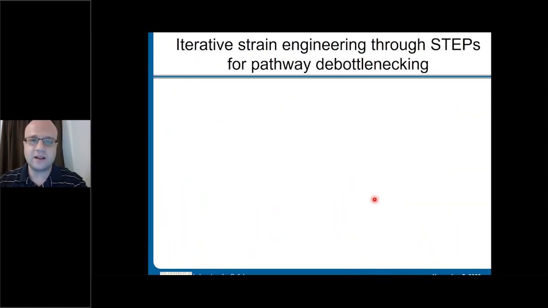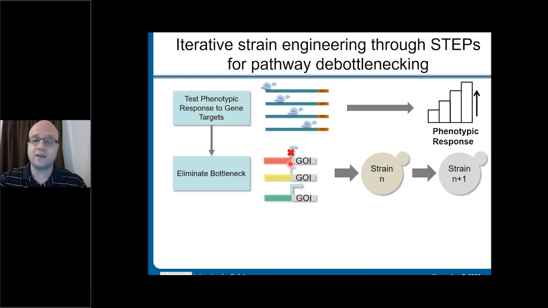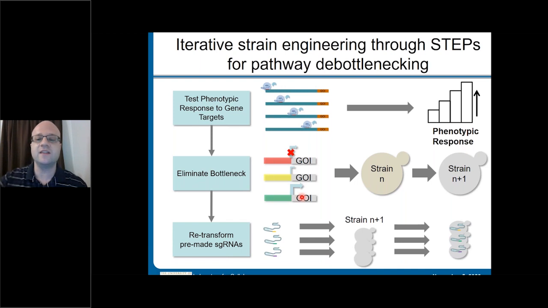We wanted to do this in an iterative fashion where we can test for our phenotype of interest. We can use this STEPS approach to find a target of interest. Once we find a target that may be limiting our pathway, we can then eliminate that bottleneck by doing a complete deletion, an overexpression, or some range in between. And we'll see why intermediate expression actually is important in this whole exercise. Nevertheless, we can create that next strain and then retransform that same set of guide RNAs to iterate this process to find the next N+1 target and iterate through to ultimately debottleneck pathways.